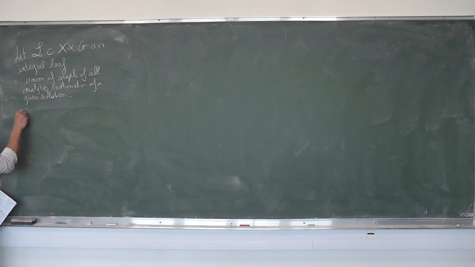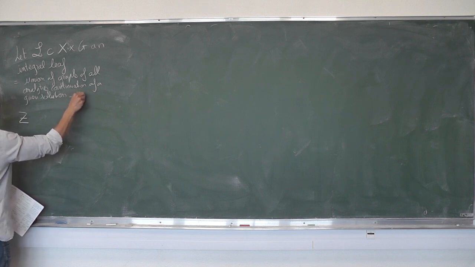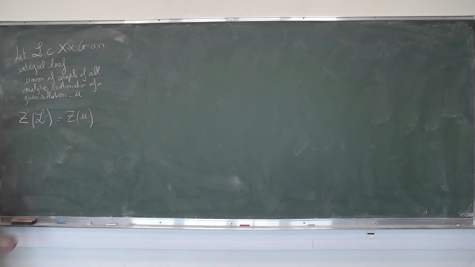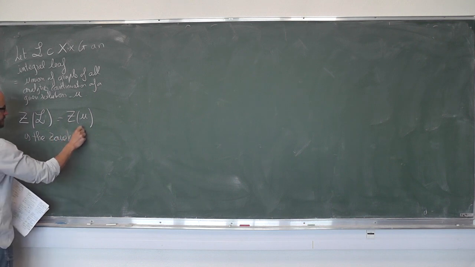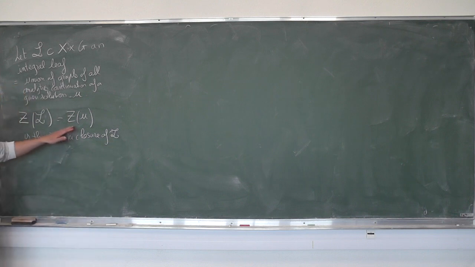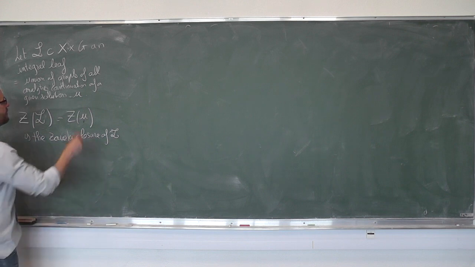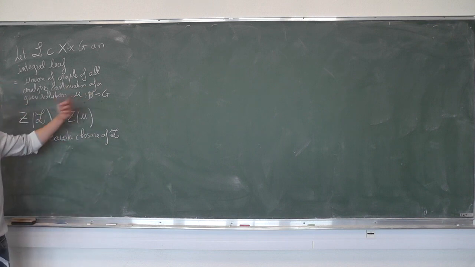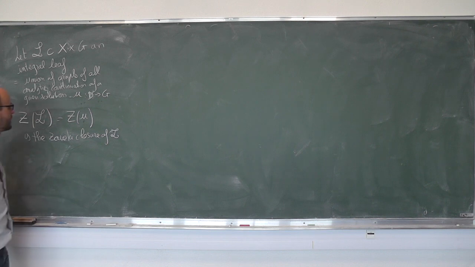Okay, and what I will denote by Z, so for a given solution, I will call it Z of L, or sometimes Z of U, is the Zariski closure of L. And in an equivalent way, it is the Zariski closure of the graph of U. Remember, U goes from D to G, so the graph is in the product X cross G, and this is an algebraic variety, so it makes sense to look at the Zariski closure.